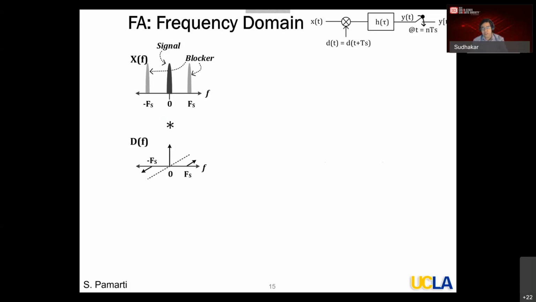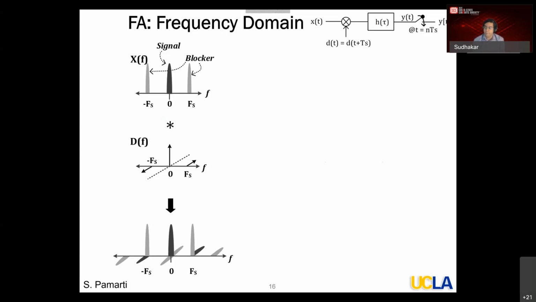So when I convolve this Fourier transform of the signal plus the blocker and the d of t, what I get is copies of the signal and the blocker at Fs and 2Fs and so on, shifted copies, translated copies, right? So you can see the signal shows up at DC and Fs and minus Fs according to the coefficients of the d of f at DC, Fs, and minus Fs. Similarly, you have copies of the blocker at Fs and the blocker at minus Fs and so on.